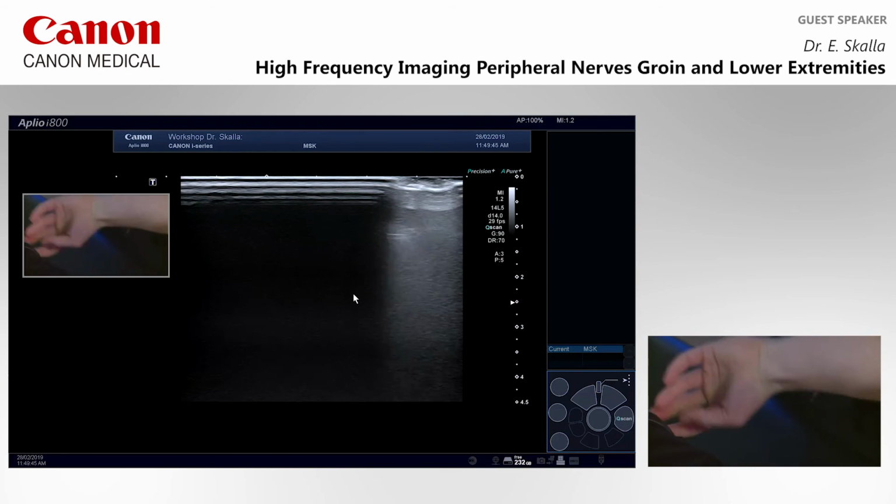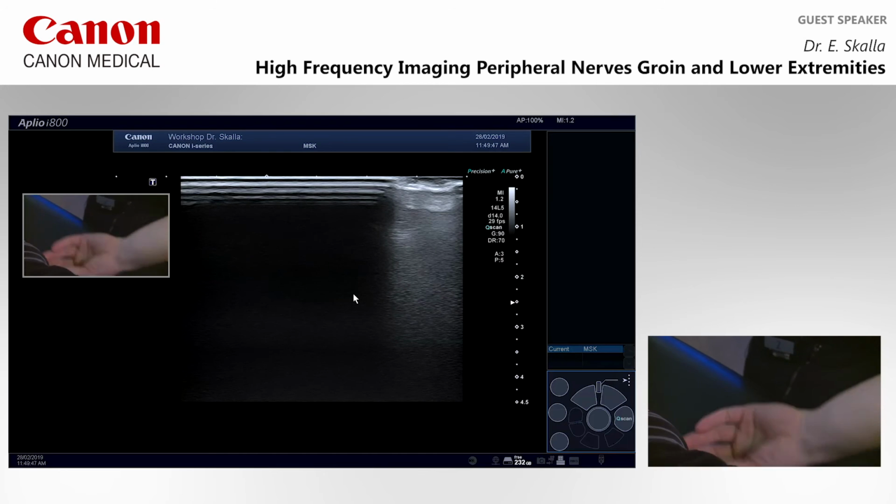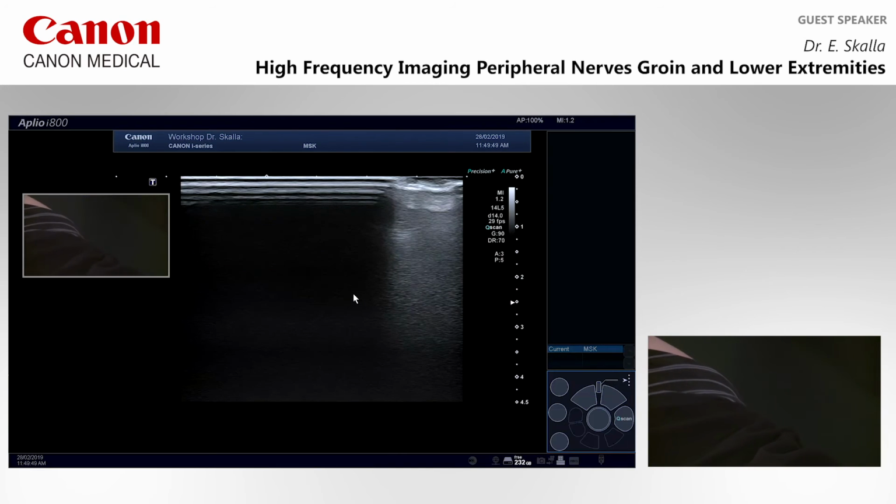So, then we change to the abdominal probe or curved probe.